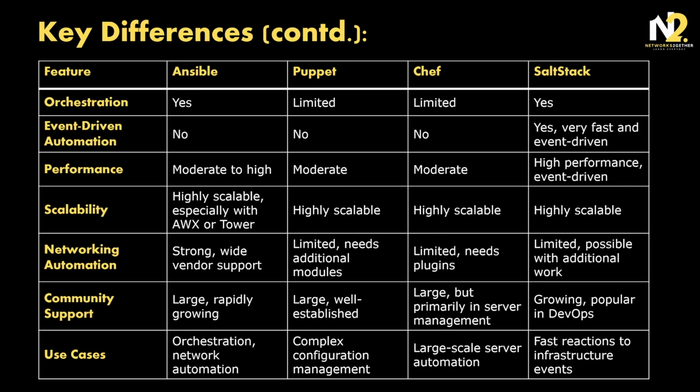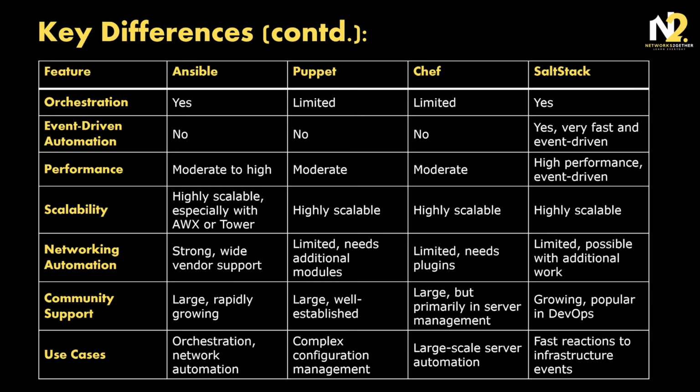Now, in terms of performance, SaltStack is known for its speed thanks to its event-driven architecture, which allows for near real-time automation. Ansible's performance is generally strong, but it can be further optimized with AWX or Ansible Tower. Puppet and Ceph are solid performers as well, but tend to be slightly slower because of the agent's overhead. All four tools are highly scalable and able to manage large infrastructures.